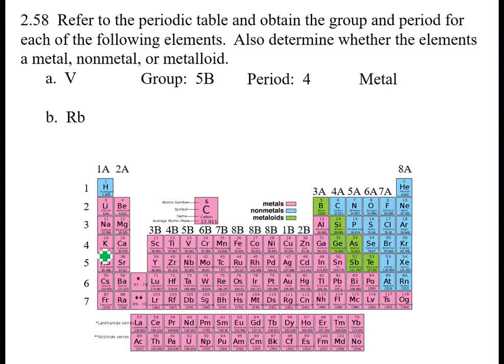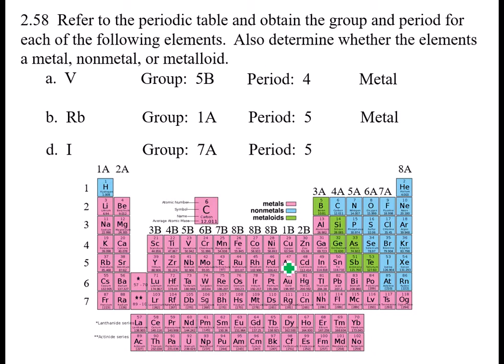The next one is rubidium. Rubidium is right here, element number 37. So it's in column 1A, or group 1A. It is in row 5, so its period is 5. And again, being purple, it is a metal. And it is a main group metal because it's in the taller part of the castle. The last one is iodine. Iodine is number 53 over here. So it's in group 7A. I come across, and the period is 5. And because it's in blue, it is a nonmetal.